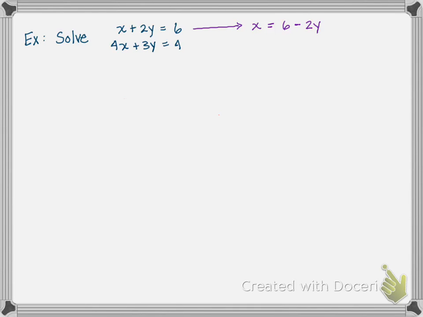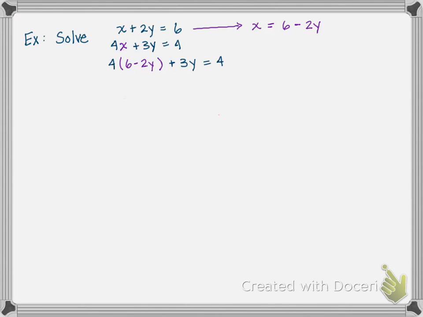And so once we've solved for x, we know that x and 6 minus 2y are equivalent, so I can come back to my second equation and say, okay, this is 4, and where I have an x, I'm going to replace it with 6 minus 2y. And then everything else in the equation stays exactly the same. Just replace that x.